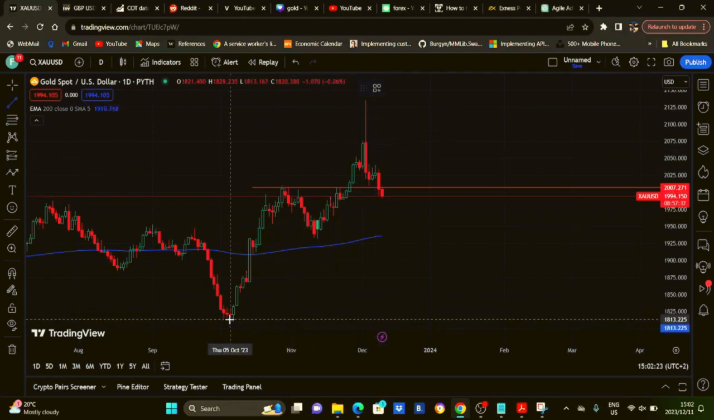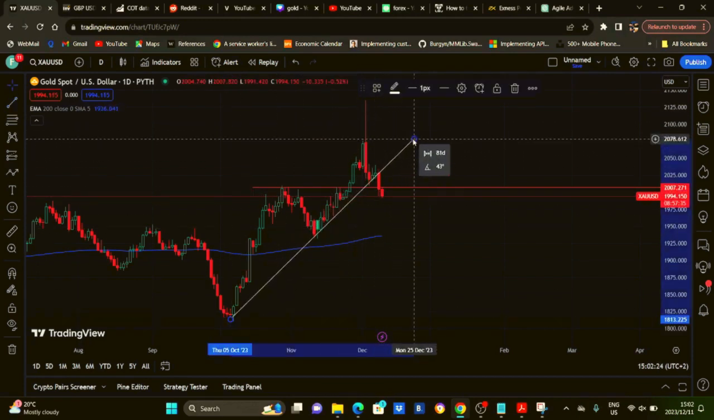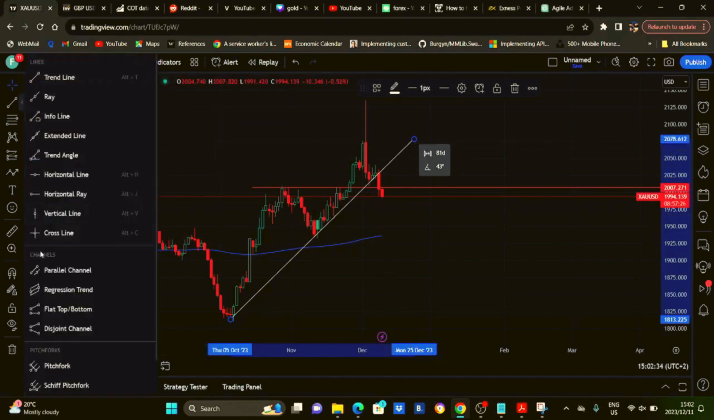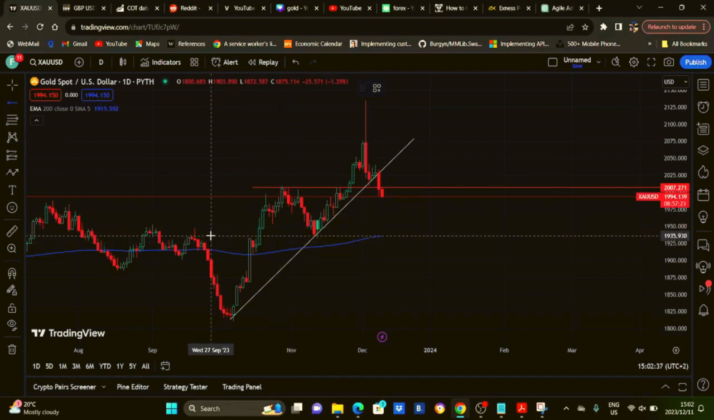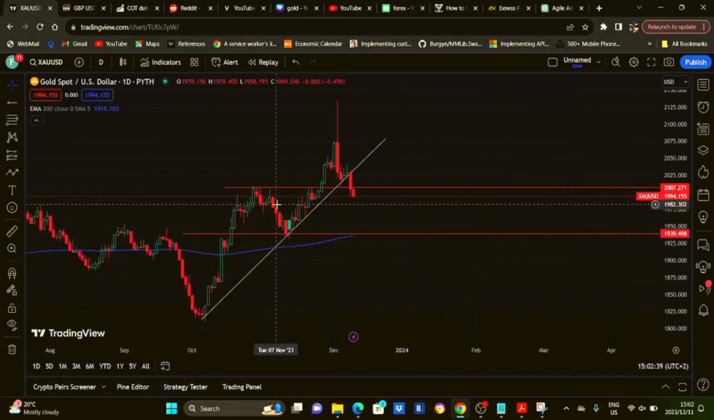So let's look at the trend. It was a nice uptrend, but look at what happened, because it was broken. So looking for the sells, right? So our target here is this area. Our next target is this area here, which is 1939. So that's our next target, but obviously we need to look deeper.